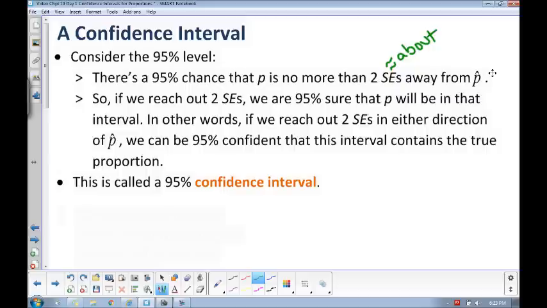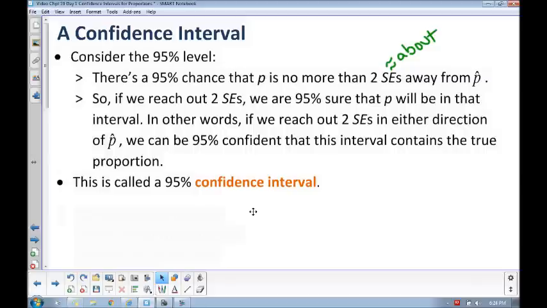So that means if we reach out 2 standard errors, and that's my margin of error, not standard deviations, but standard errors, because remember standard deviation and standard error are slightly different. Standard deviation is root PQ, standard error is root PQ over N. If we reach out 2, we are 95% sure that P will be in that interval.